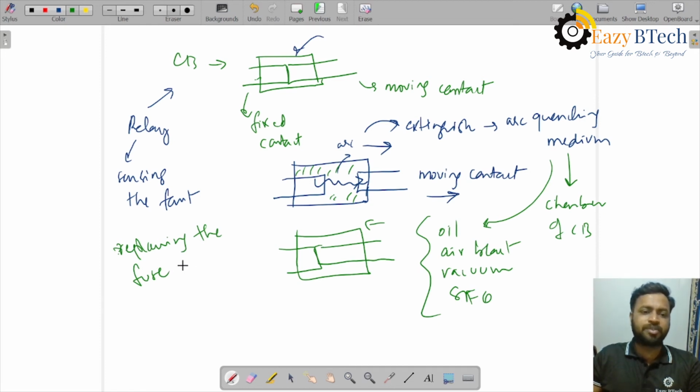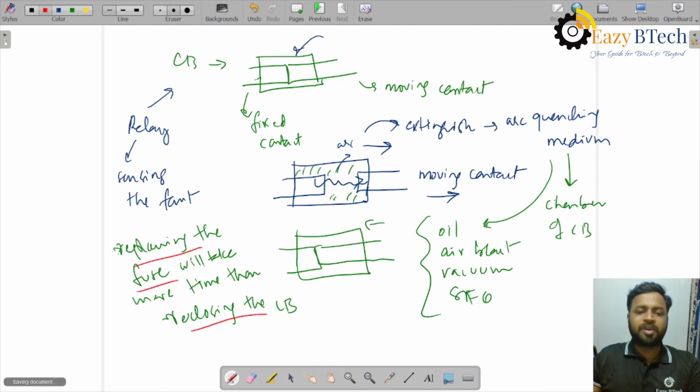So replacing the fuse will take more time than reclosing the circuit breaker. Okay, so the time taken to rewire or replace the fuse will be more when compared to the reclosure of a circuit breaker. So wherever it is affordable, circuit breakers and relays are used, and the application of fuse is limited to low voltage applications, especially on the distribution side or at household purpose.